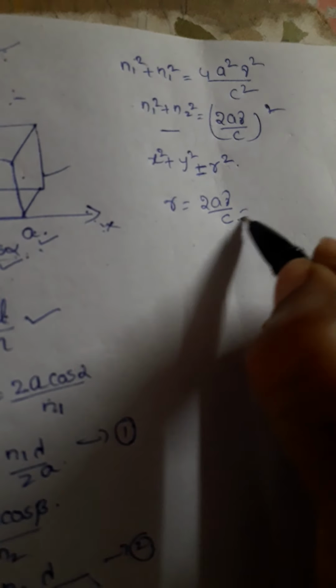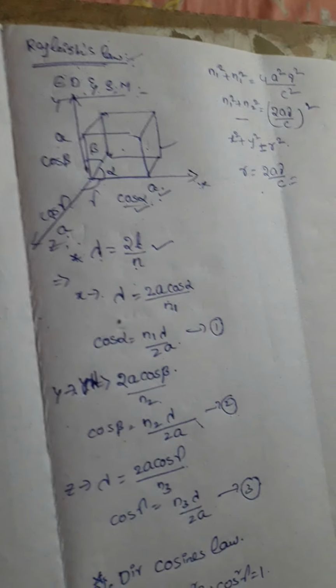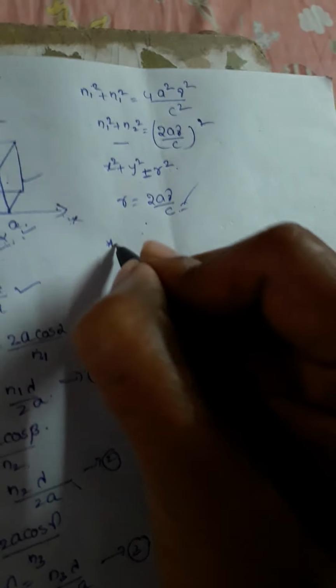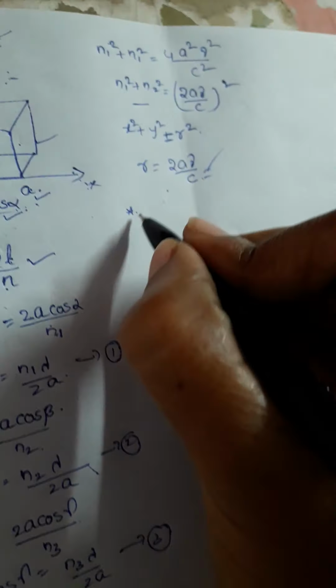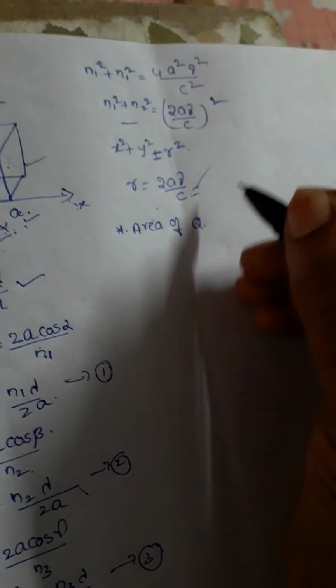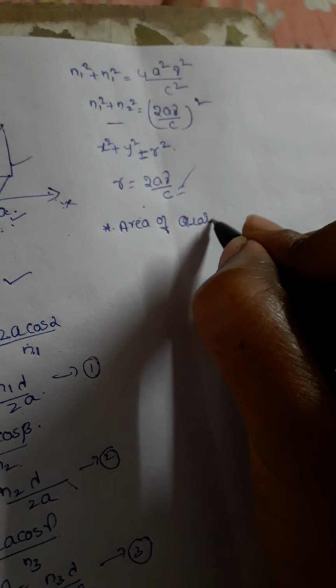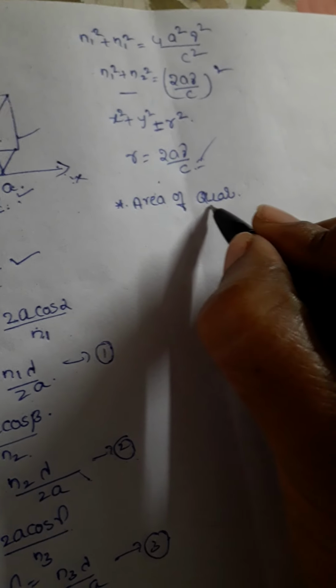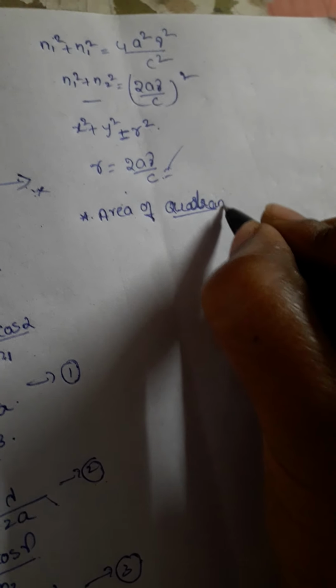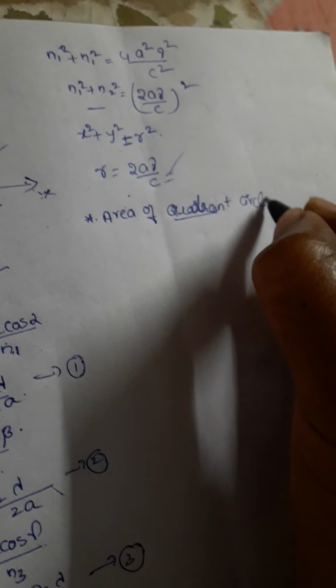Okay, r equals 2aμ by c. This is the second assumption. According to directional cosines, we found the r value. Next, the third assumption is that we are considering the area of a quadrant circle. That means one fourth of the circle we are considering.